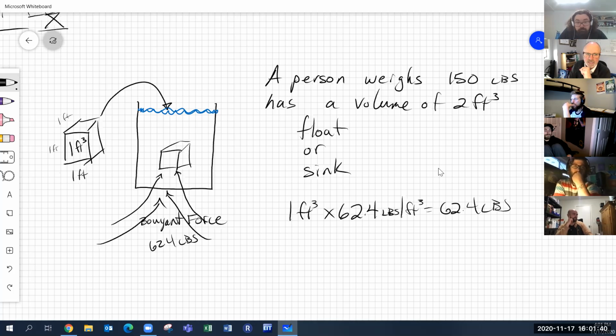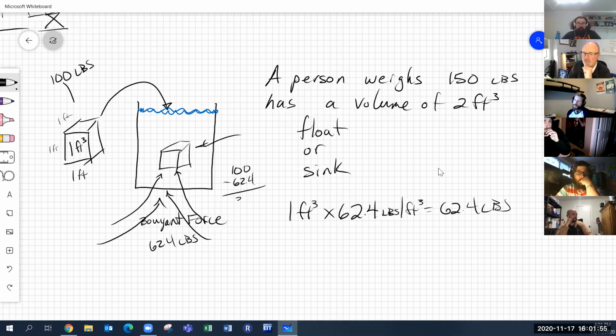So if I told you that this box weighs 100 pounds, how much does the box weigh when it's submersed in water? 38.6. That's right. We take 100 minus 62.4. So it's 38.6 pounds when it's in the water.